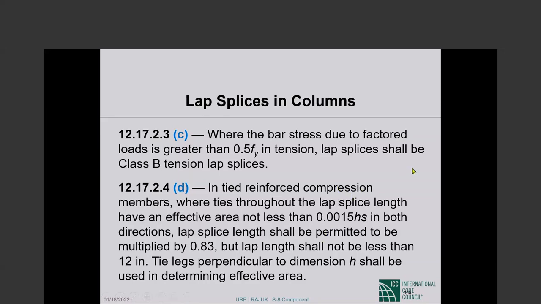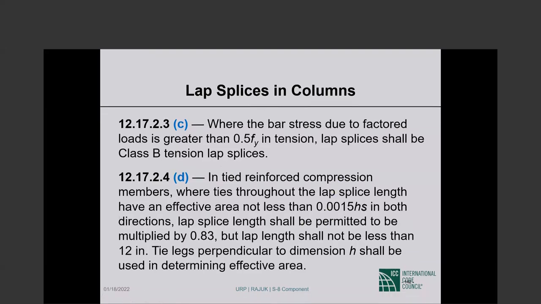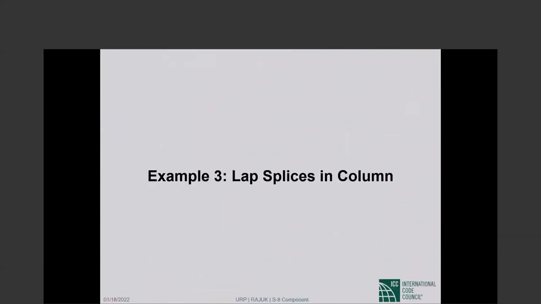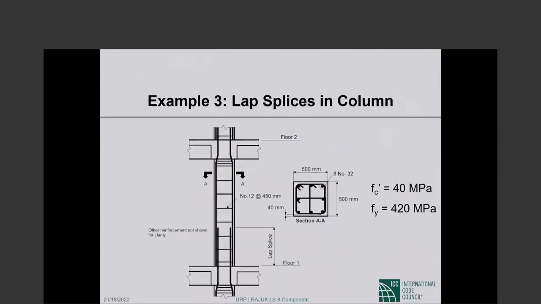So in tied reinforced compression members where ties throughout the lap splice length have an effective area not less than that, we get a reduction factor of 0.83, a 17% reduction in lap length. And then finally, in spirally reinforced compression members, lap splice length of bars within a spiral shall be permitted to be multiplied by 0.75. Now we get a 25% reduction, but cannot go below 12 inches. So this is our final example.